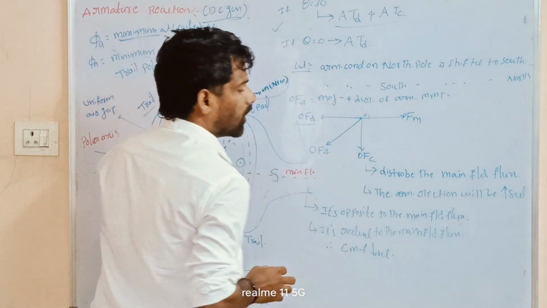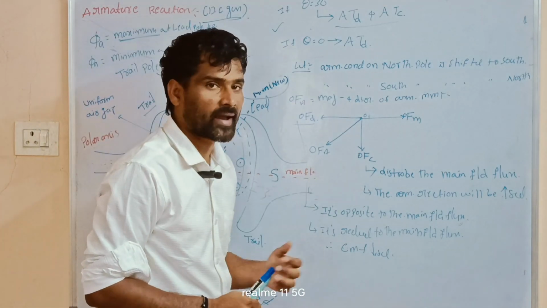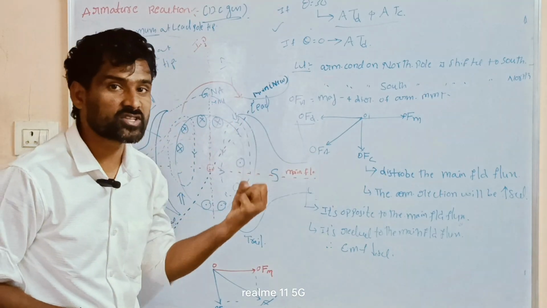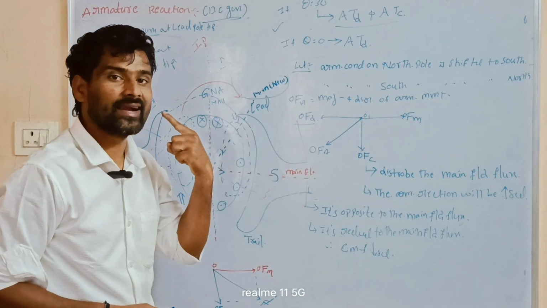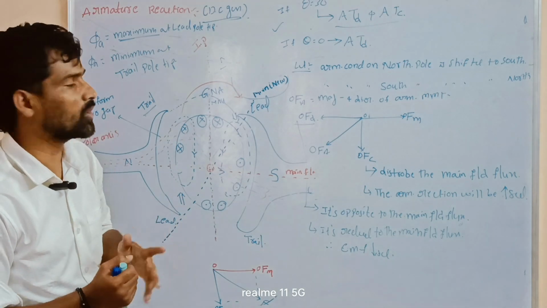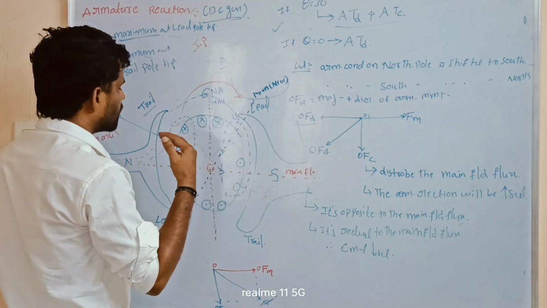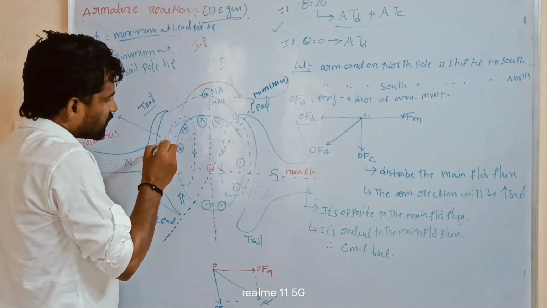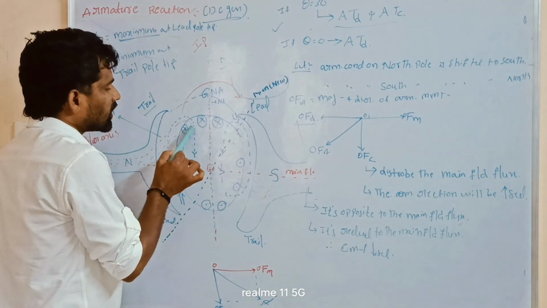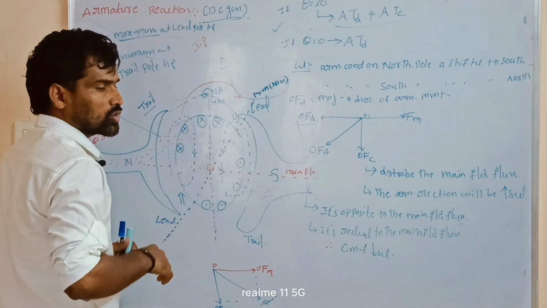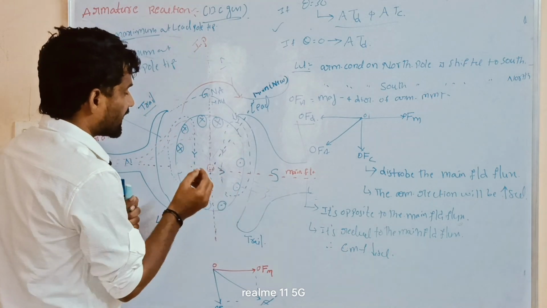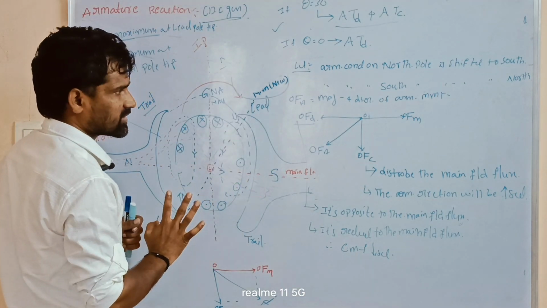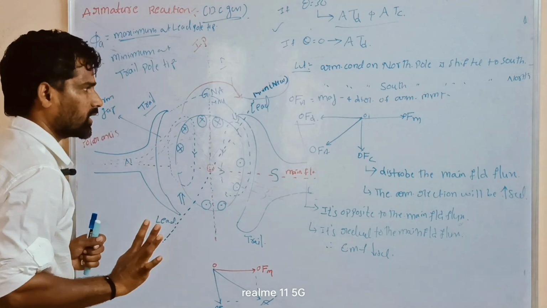In the cross magnetization effect, the armature reaction is maximum. To reduce the armature reaction, we need to connect the interpoles or compensating windings. In this case, where cross magnetization forms, opposing flux will be produced. Due to the opposing flux, it cancels the cross-magnetizing flux and automatically reduces the armature reaction. We will discuss the interpole and compensating winding topic later.